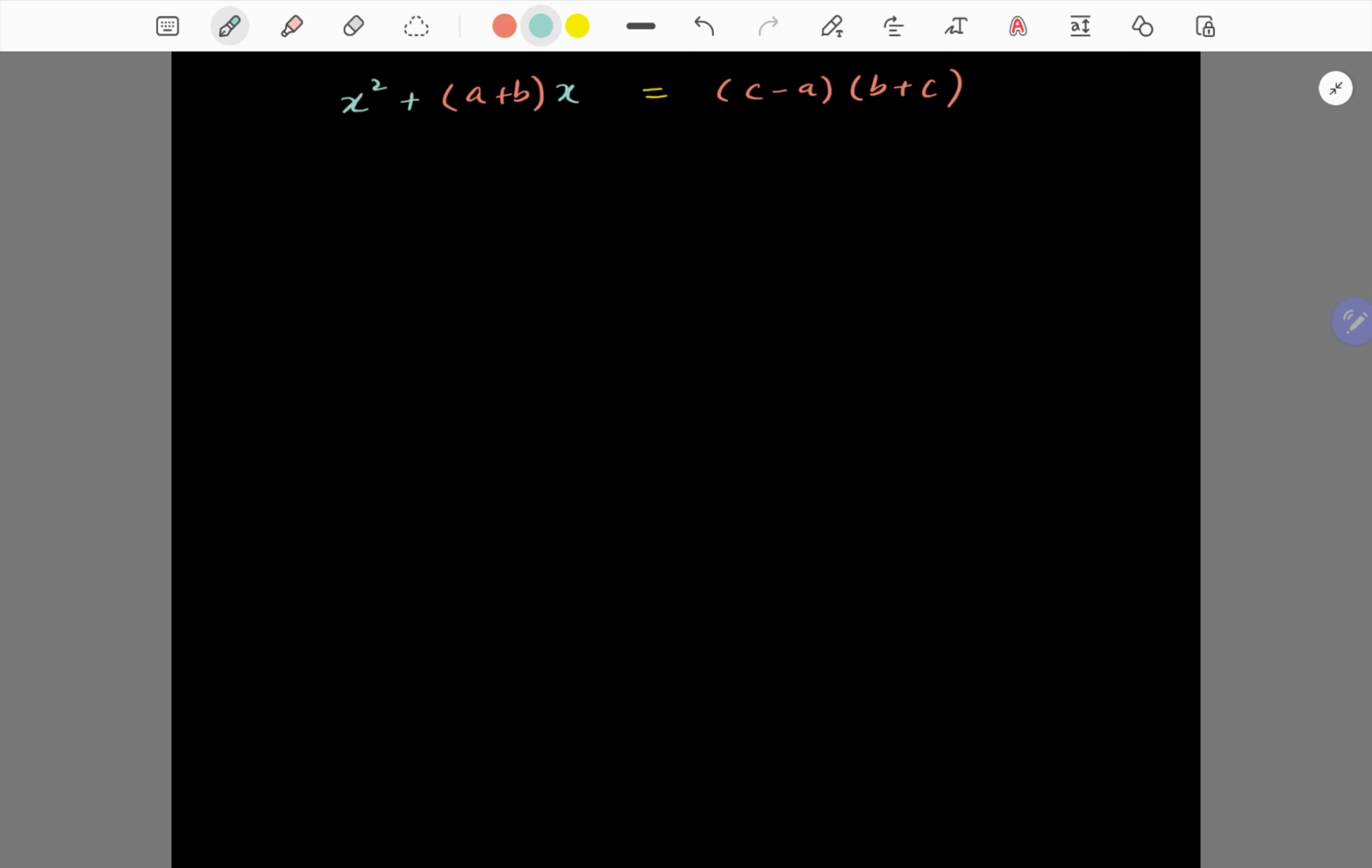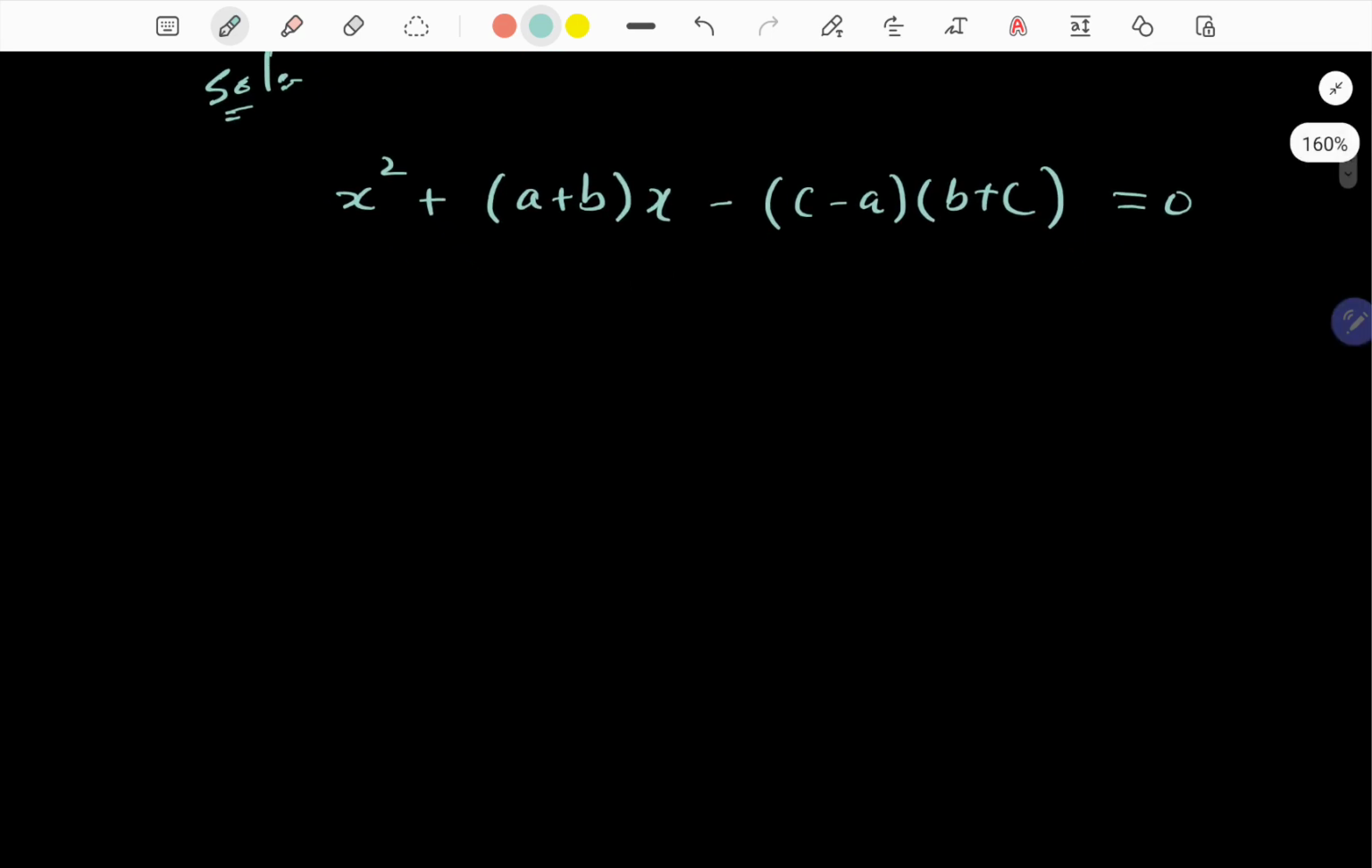So, moving to the solution, we take this relation towards the left, which will become negative over here. So it will give us x square plus (a plus b)x minus c minus a into (b plus c) is equal to 0. Now we multiply this minus inside, and it will give this factor as a minus c. So this is x square plus (a plus b) times x plus (a minus c) into (b plus c), which is equal to 0.